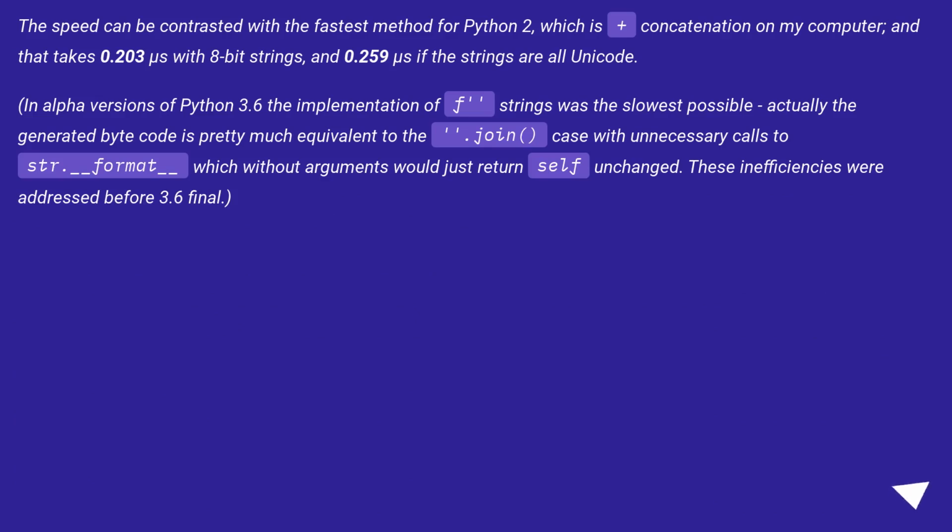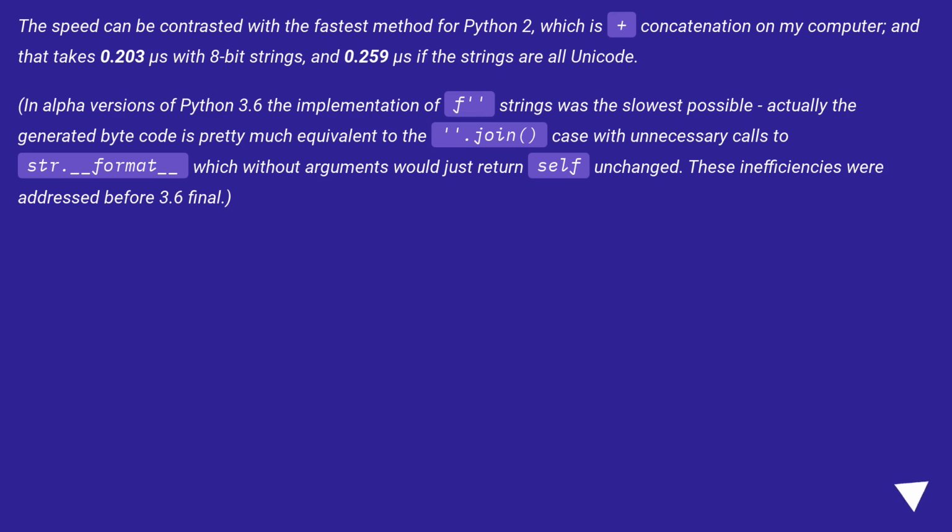The speed can be contrasted with the fastest method for Python 2, which is plus concatenation on my computer, and that takes 0.203 microseconds with 8-bit strings, and 0.259 microseconds if the strings are all Unicode.